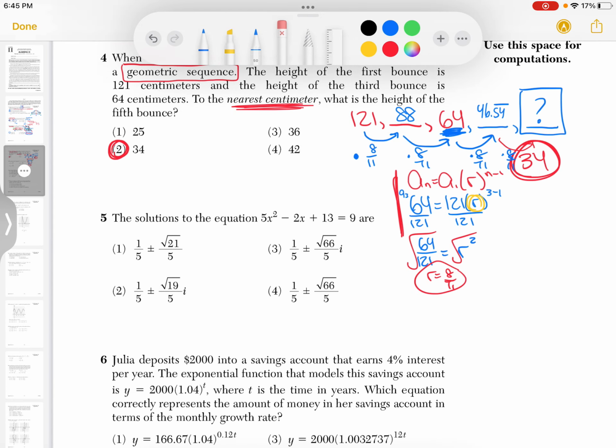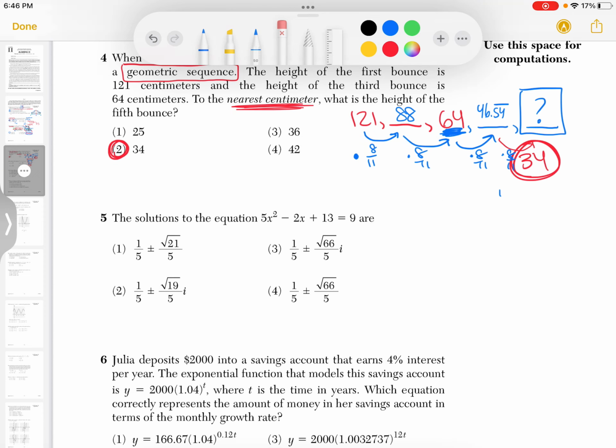All right, let's jump ahead to the next one now. And I'm going to need some space, so I'm just going to get rid of this. So number 5 says the solutions to the equation blah are. If I look at my answers, I'm seeing this plus or minus. I'm seeing a couple of my answers have an i.